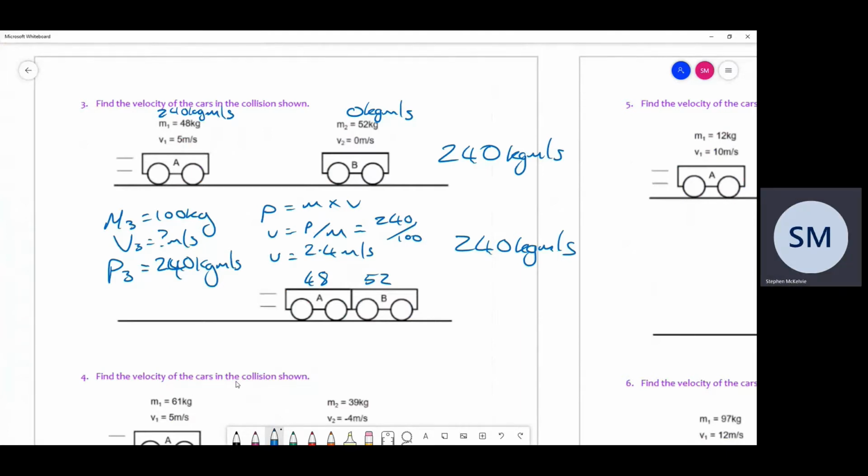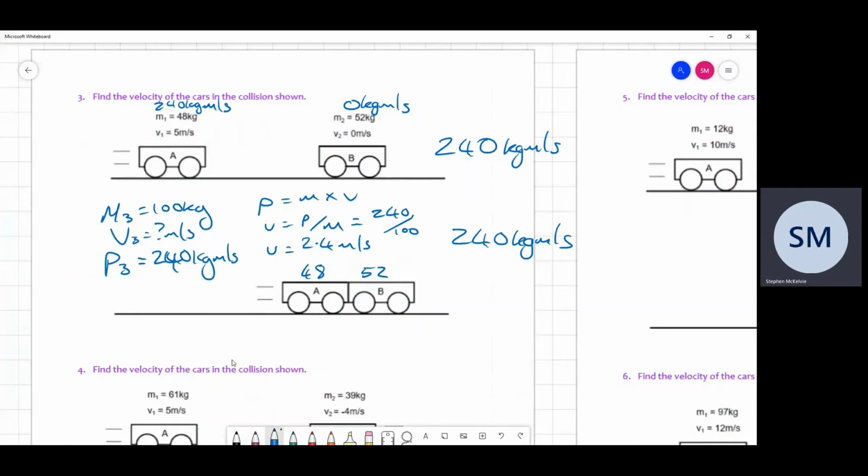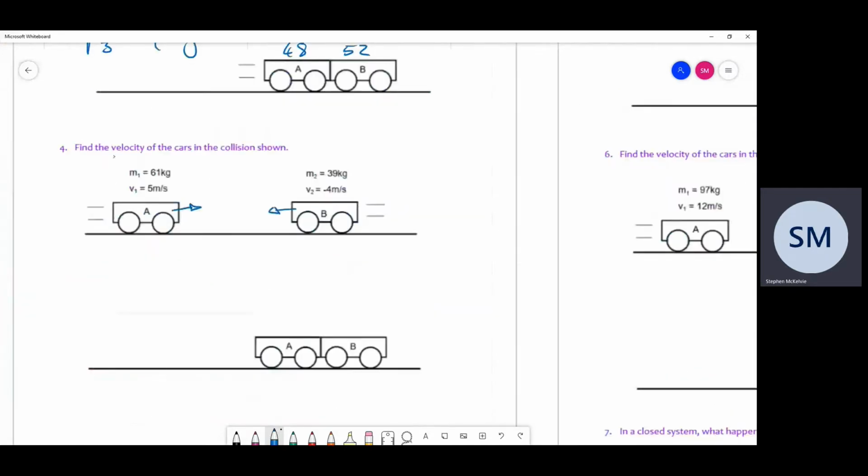Here again, we've got cart A going in the positive direction, cart B going in the negative direction. Momentum here, 61 times 5, 305, plus, and here, 39 times minus 4. Momentum will be negative 156 kilogram meters per second. 305 take away 156 gives me a momentum of minus 149 kilogram meters per second.